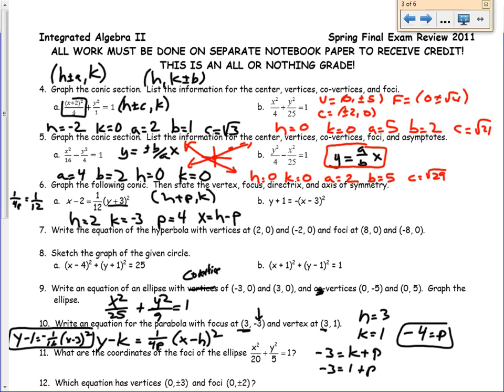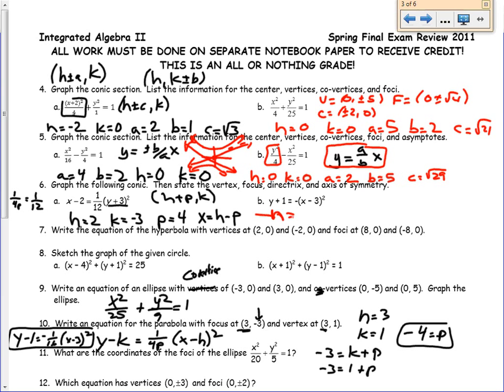And then to get your vertex, I know it's going to open up and down. Why do I know it's going to open up and down? Y squared is first. Guys, it opens around the axis of the number that's first. Now, these are not parabolas, guys. Parabolas have x squared. This says x minus 3 squared, so this is x squared.